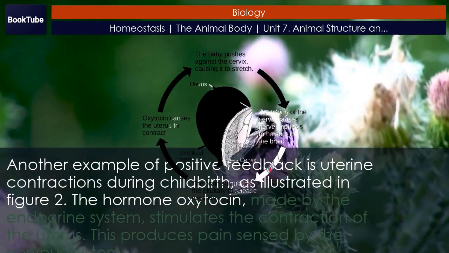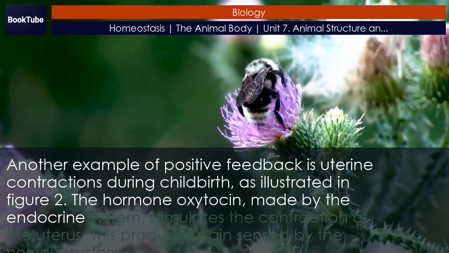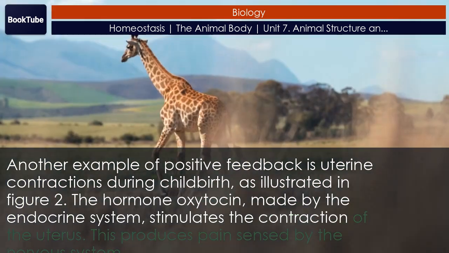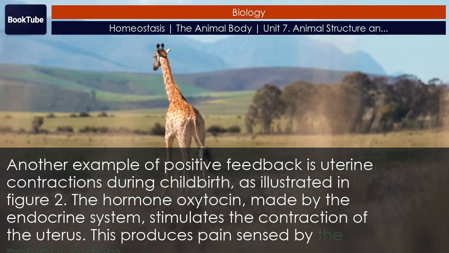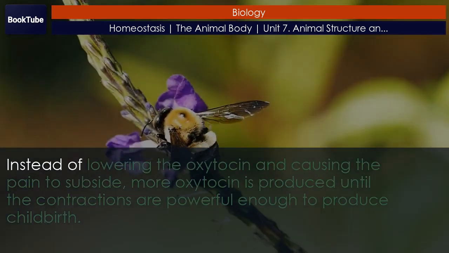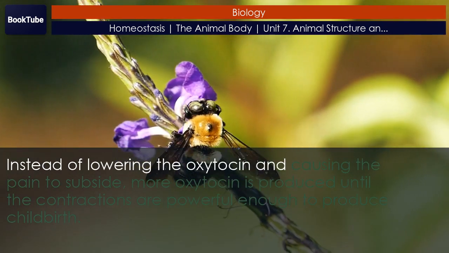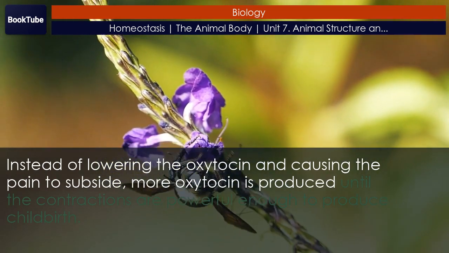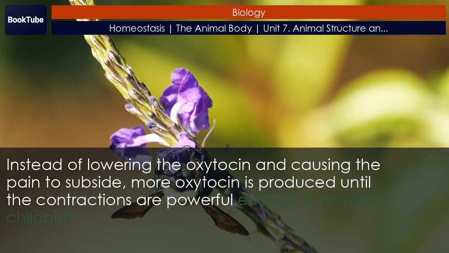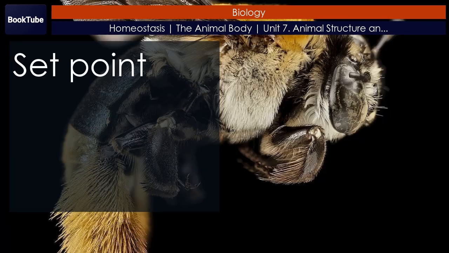The hormone oxytocin, made by the endocrine system, stimulates the contraction of the uterus. This produces pain sensed by the nervous system. Instead of lowering the oxytocin and causing the pain to subside, more oxytocin is produced until the contractions are powerful enough to produce childbirth.